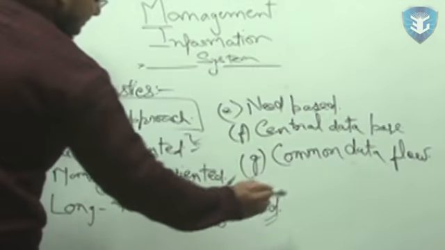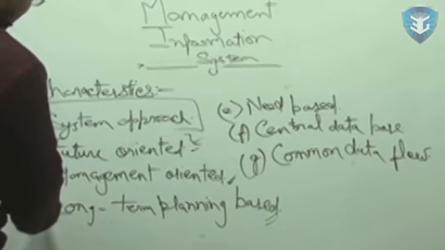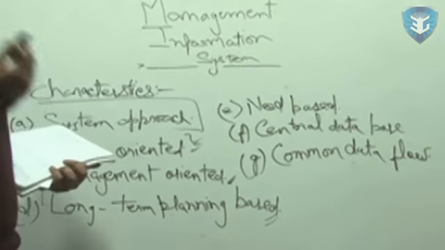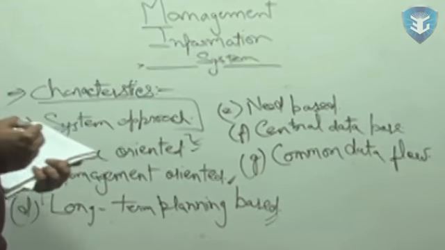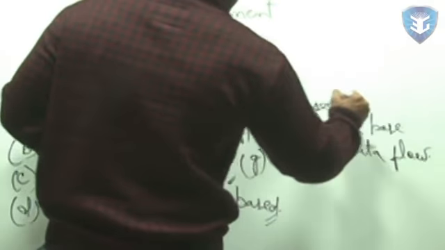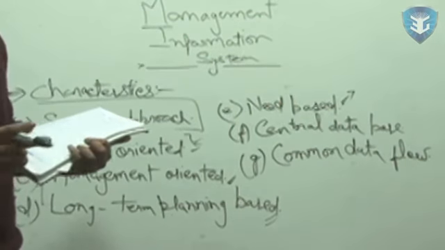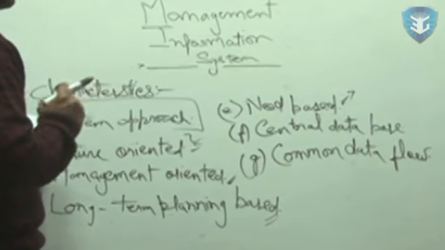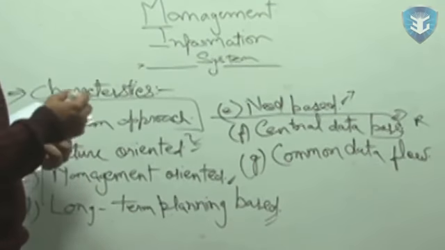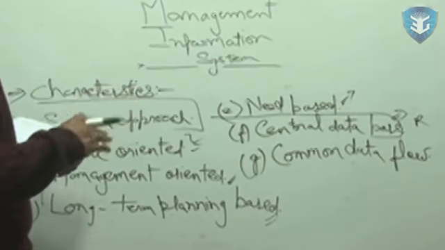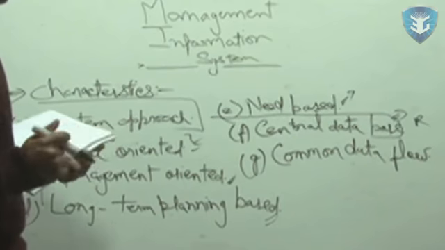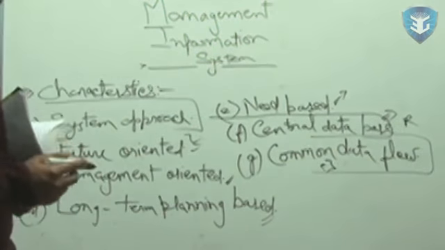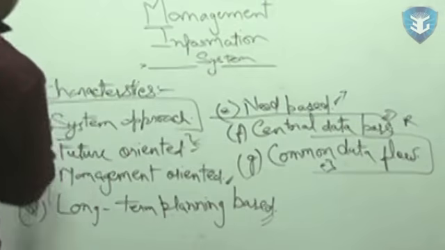Long term planning based. As I told you before, future oriented. If any system is future oriented, then it will always be long term planning based, because we cannot have short term planning in the MIS. Need based. The implementation of MIS has to be need based, because the kind of system we need, we have to implement that kind of system in our organization. Central database, which means that MIS has to have a place where all the data input and output is stored, and that has to be a central database. Common data flow means that MIS has to have a data flow which is incorruptible. Now we have to move further.